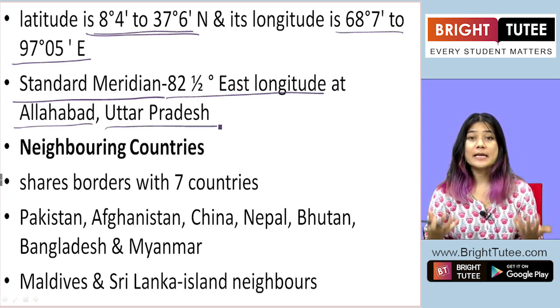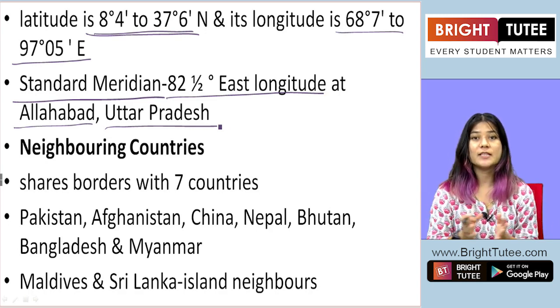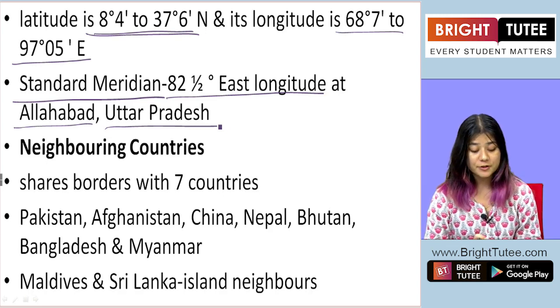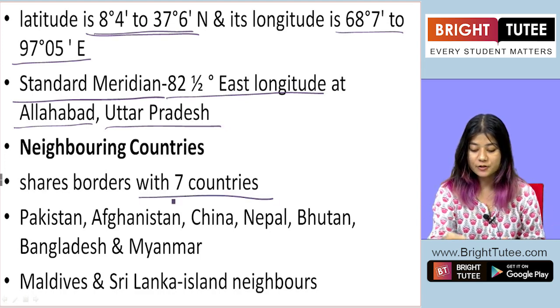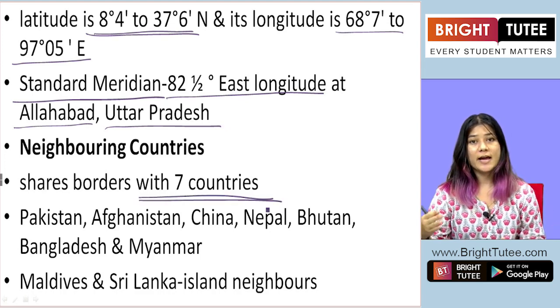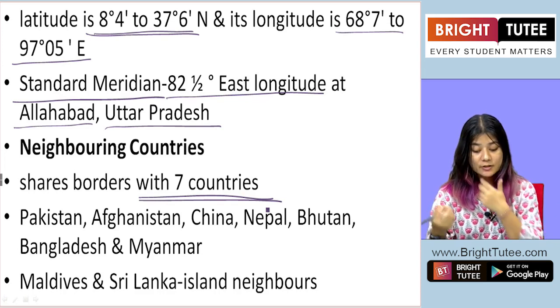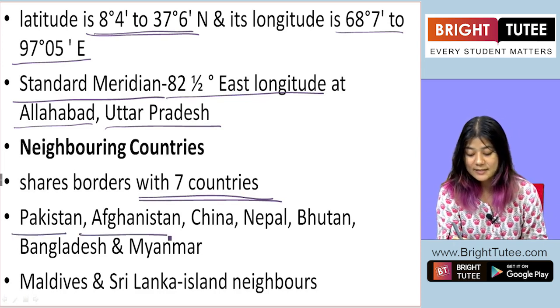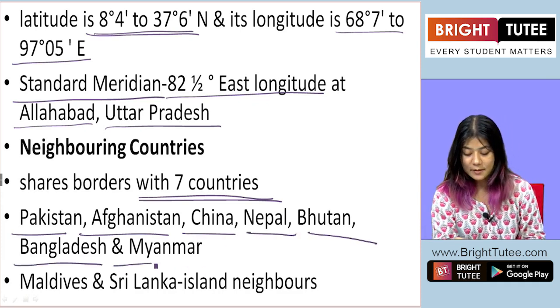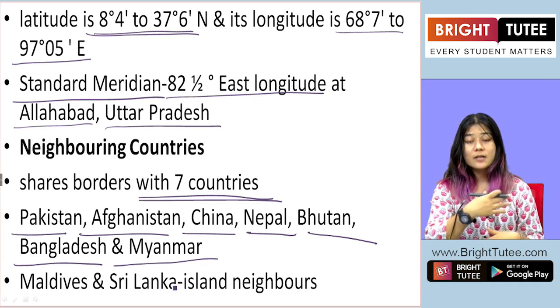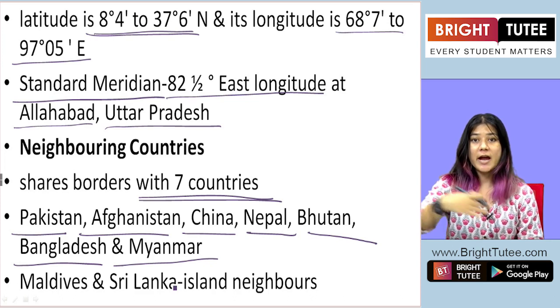Now, what are the neighbors of India? Who are our neighbors? What are the countries that are located in the surrounding areas of our country? India shares its borders with 7 countries. They are Pakistan, Afghanistan, China, Nepal, Bhutan, Bangladesh, and Myanmar.